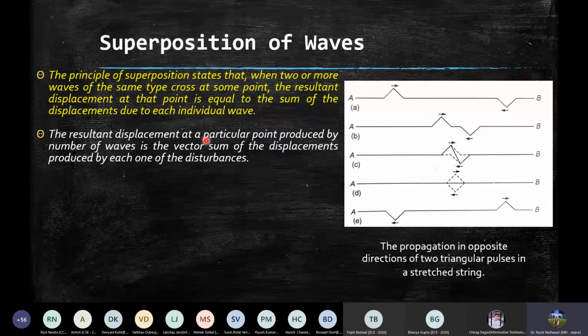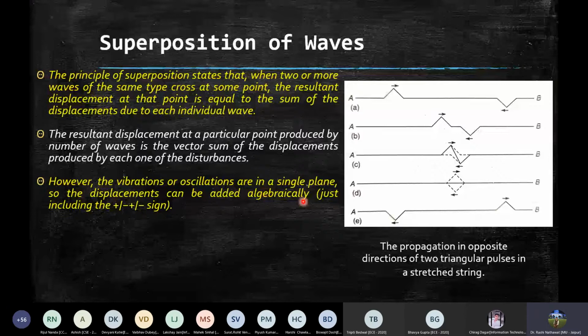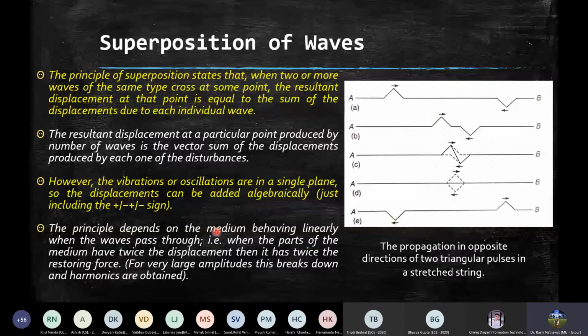The resultant displacement at a particular point produced by a number of waves, however many are coming to this point, is simply the vector sum of the displacements produced by each one of the disturbances. However, if the vibrations or oscillations are in a single plane, the displacements can be added algebraically, just including the positive and negative signs depending on the directions. And the principle also depends on the medium in which the waves are traveling.